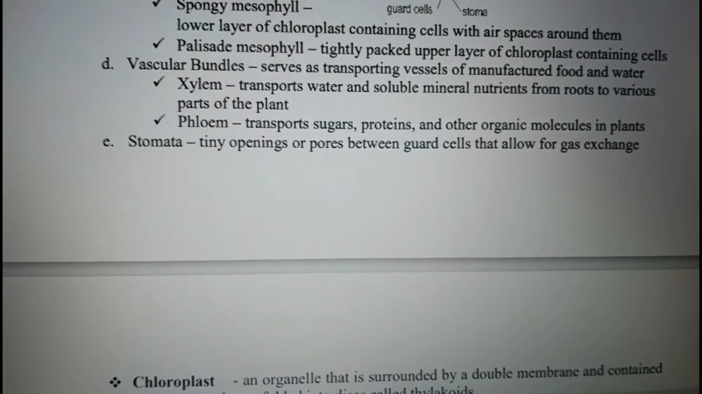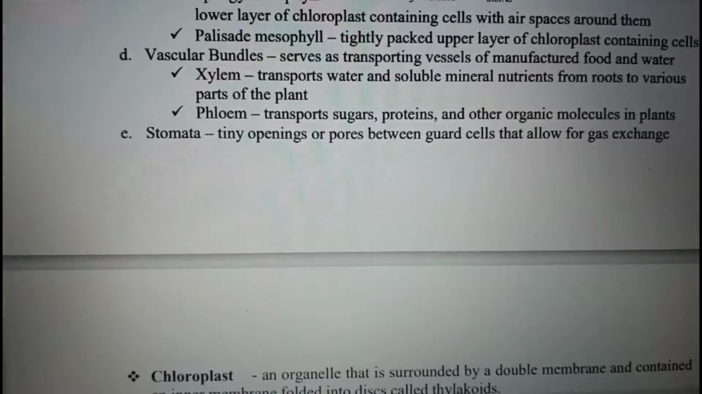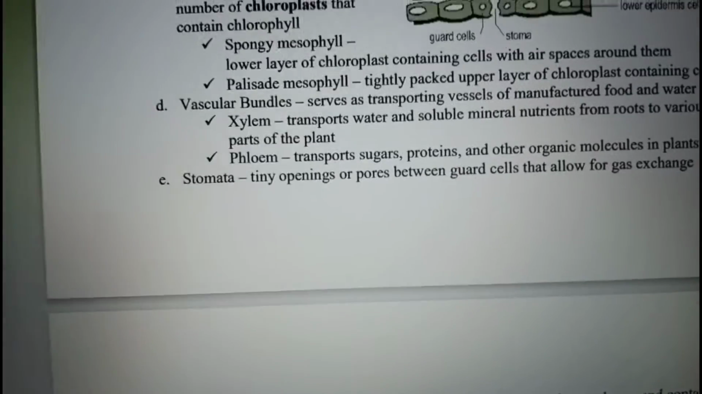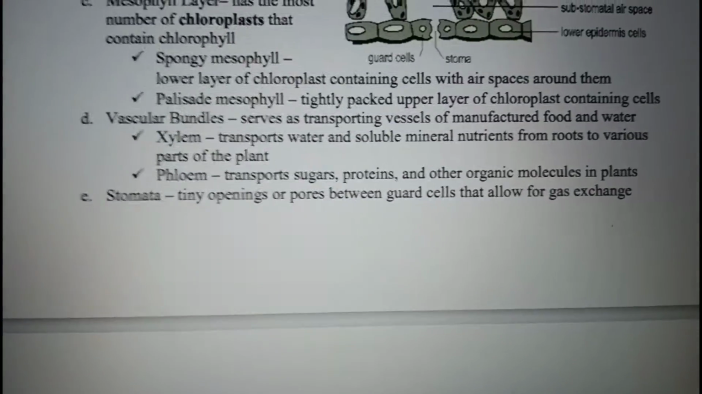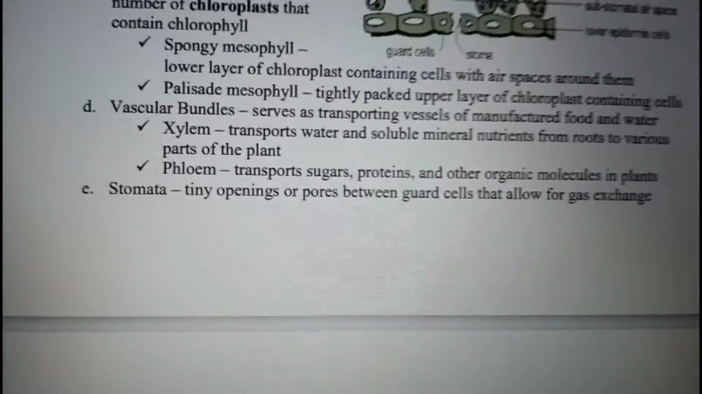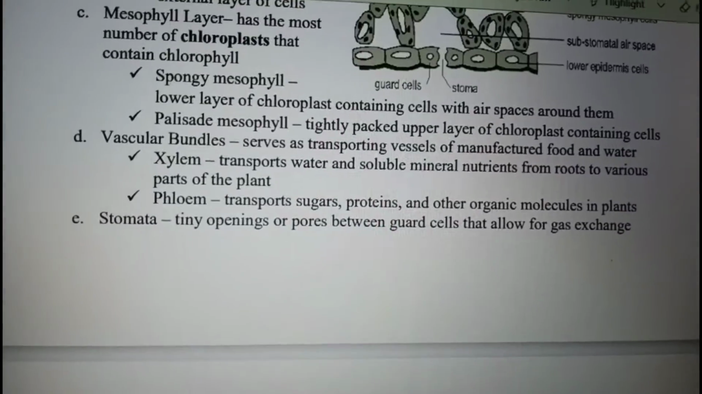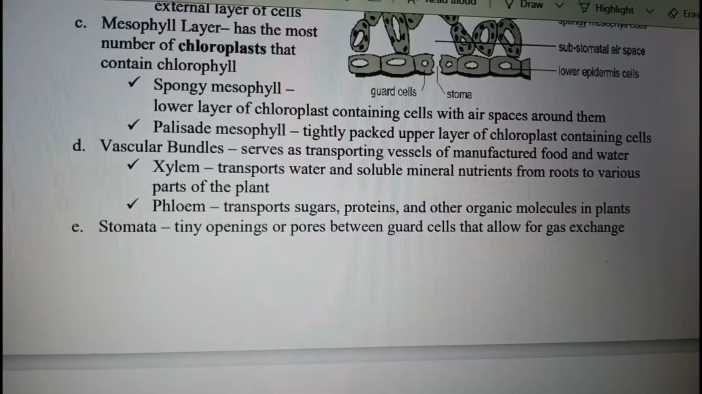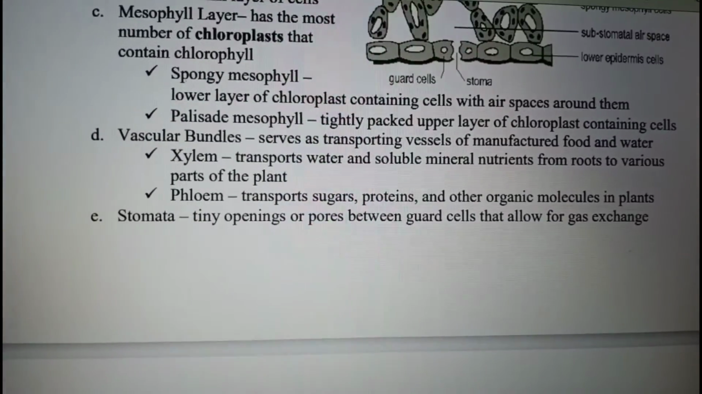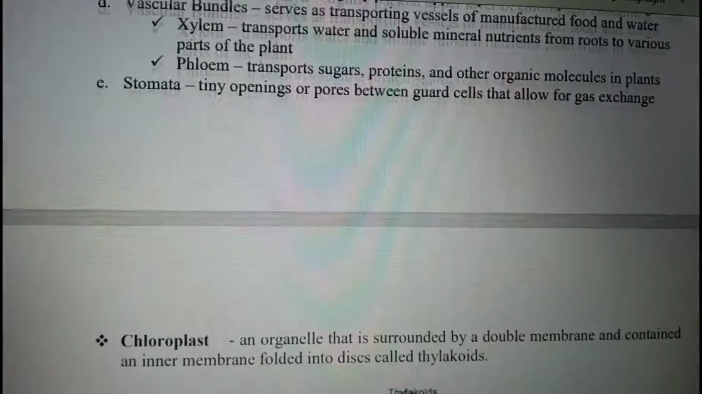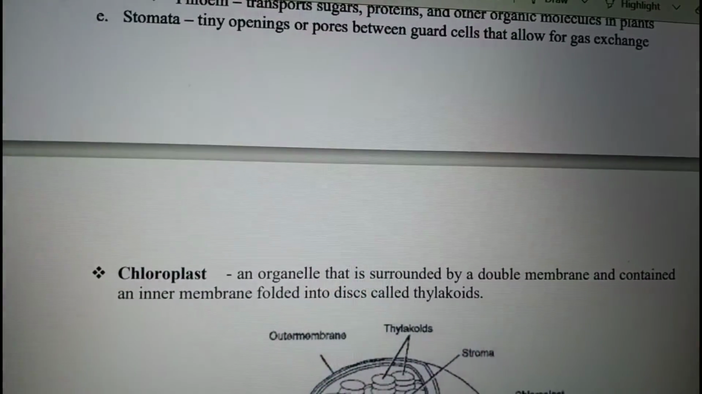Then what is the function of stomata, or what is stomata? Stomata are the tiny openings or pores between guard cells that allow for gas exchange. So stomata is the part of the leaf nga anha, it is where the gas exchange happens. Okay. Then we have the chloroplast.